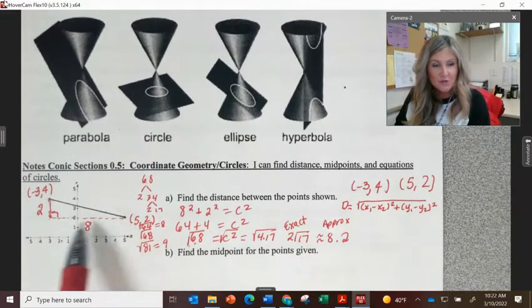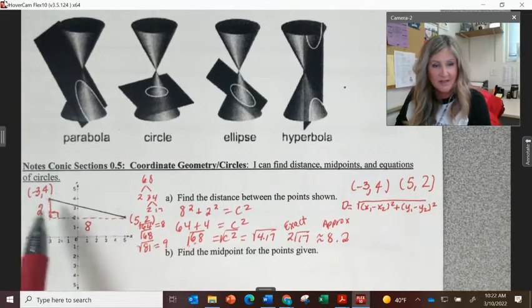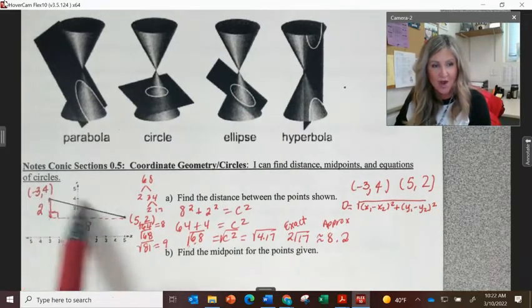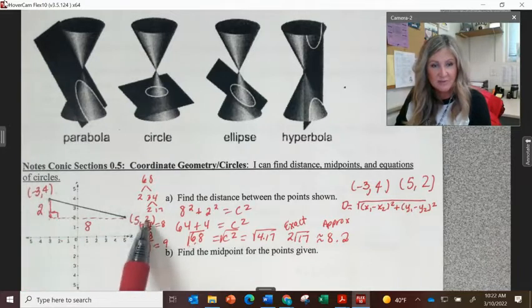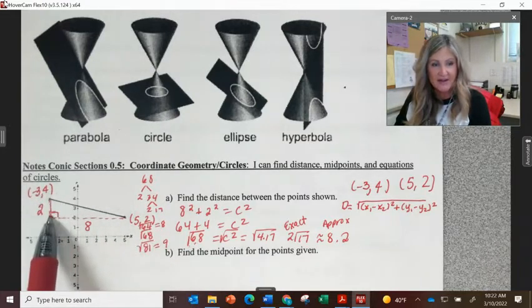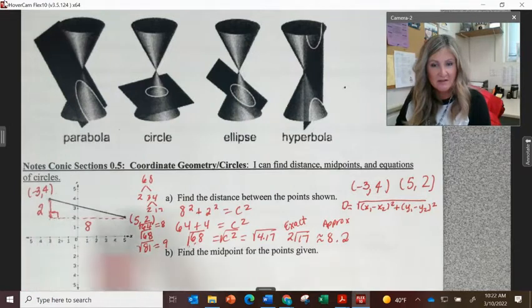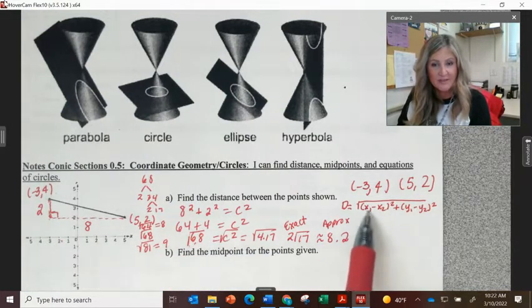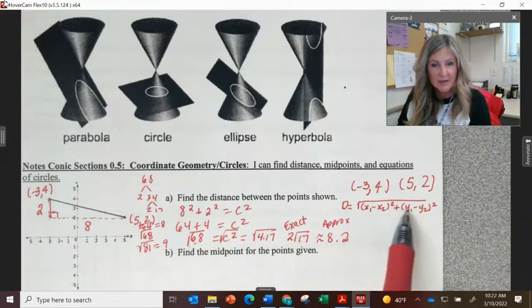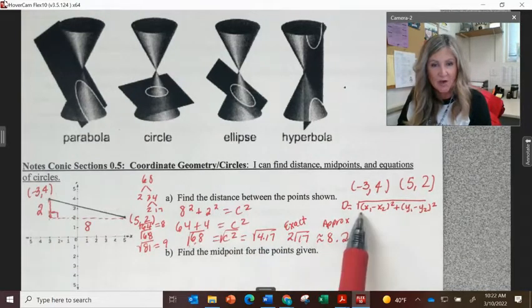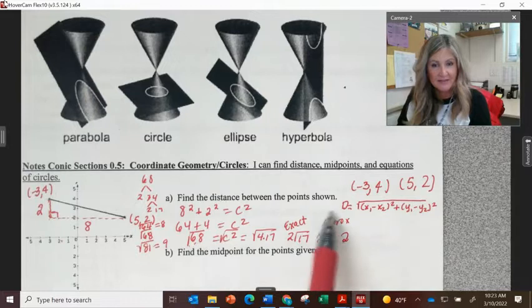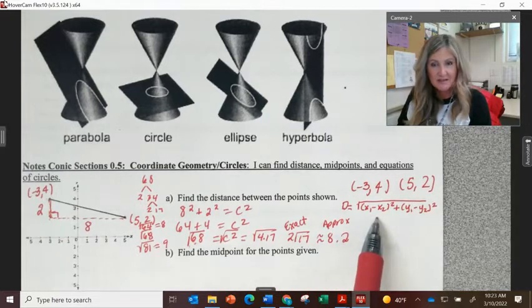Didn't we subtract our x's to find out how long that side was? And didn't we subtract these y's? We subtracted those y's to find out how long this was. And then we did a squared. So we squared the distance between the x's, and we squared the distance between the y's. And then at the end, we had to take the square root of that.